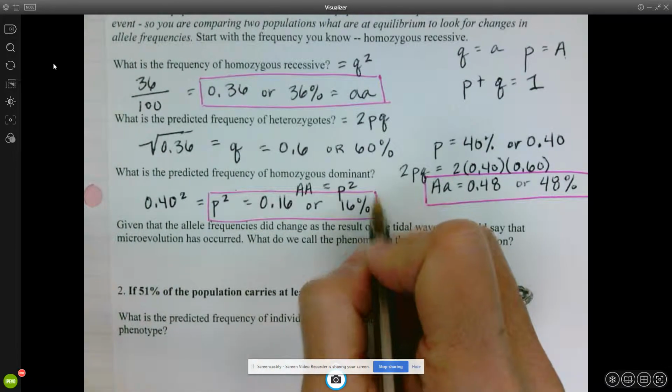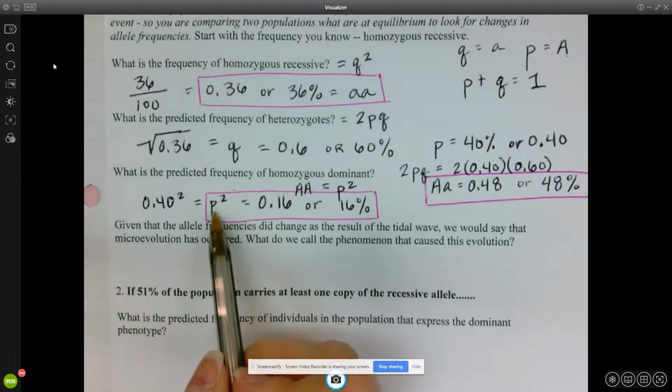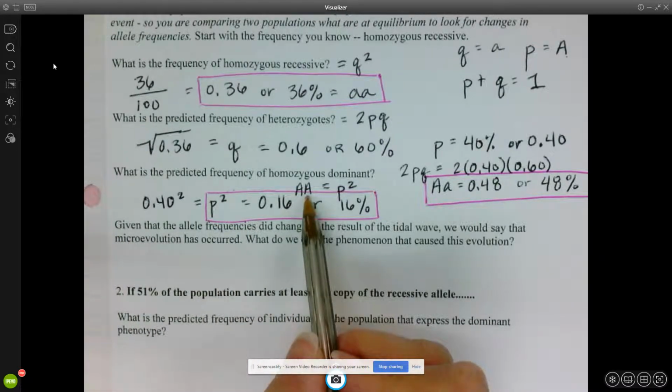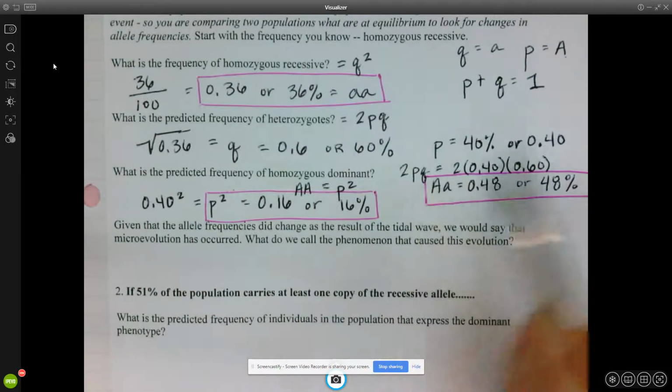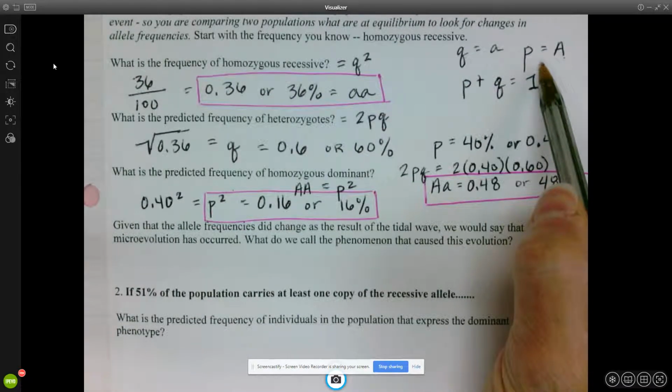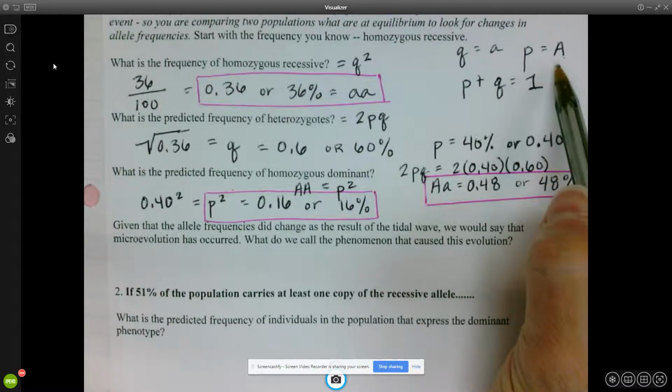It really comes back to, do you know what each one represents? Do you understand that the genotype, p squared, is very different than just p alone? This is the allele frequency, okay?